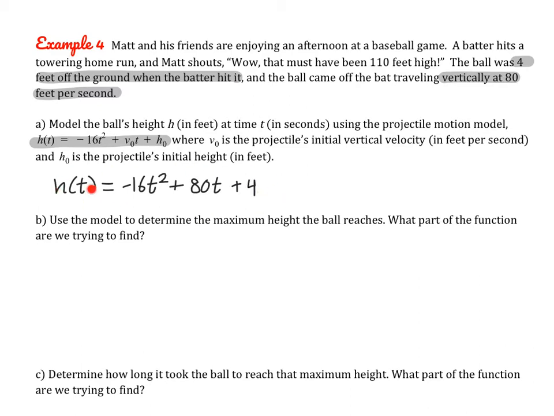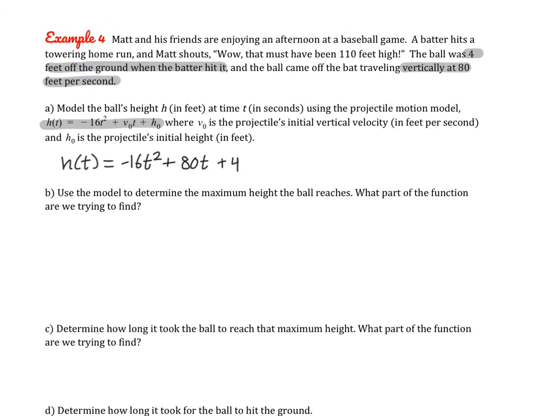So this model can help us determine the height of the baseball after t seconds has gone by. So we can plug in any value for t and we can figure out what the height is, or we could try different heights and we could see how long it would take the ball to reach that height. So in part B, it says use the model to determine the maximum height the ball reaches. So what part of the function are we trying to find?